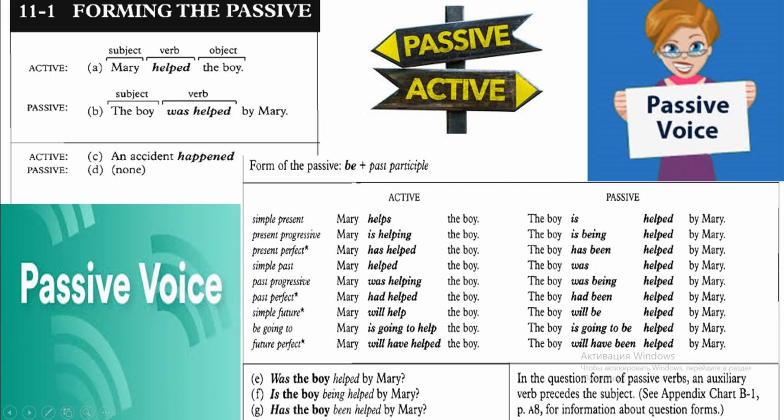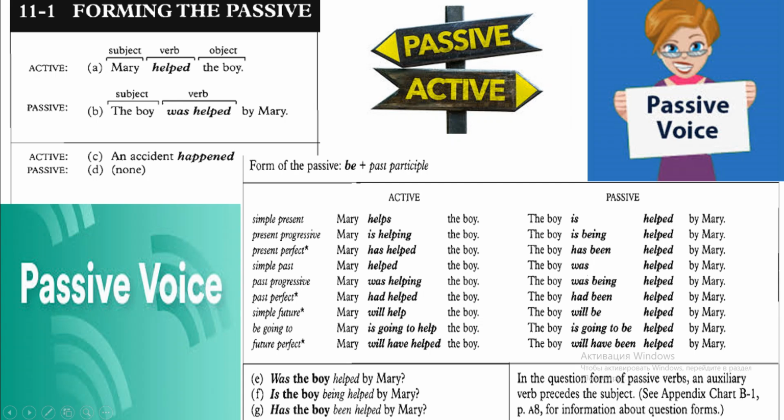Present progressive: Mary is helping the boy. The boy is being helped by Mary. Present perfect: Mary has helped the boy. Passive: the boy has been helped by Mary. Past simple: Mary helped the boy, the boy was helped by Mary. And past progressive: was helping, was being helped.